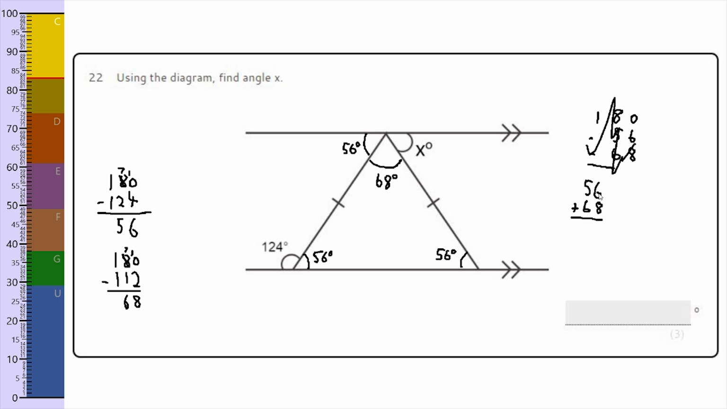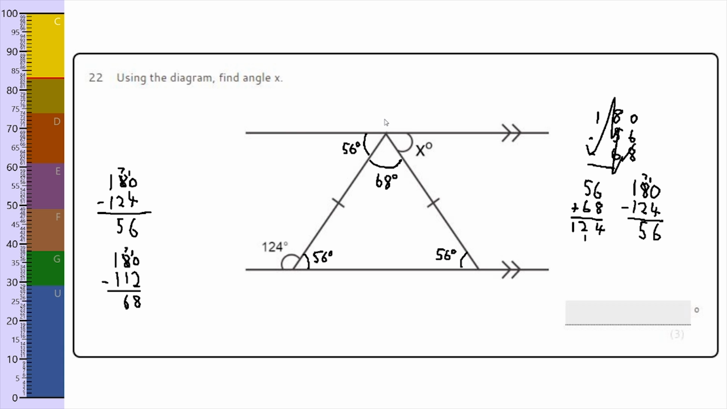So that's going to be 14. That's going to be 11 and 12. So that's going to be 124. So I'm going to do 180 take away the 124. Can't do 0, take away 4, so that's going to be 7. So that's going to be 6 and 5, which makes 56. So x is 56. Now, I've done this quite a complicated way.